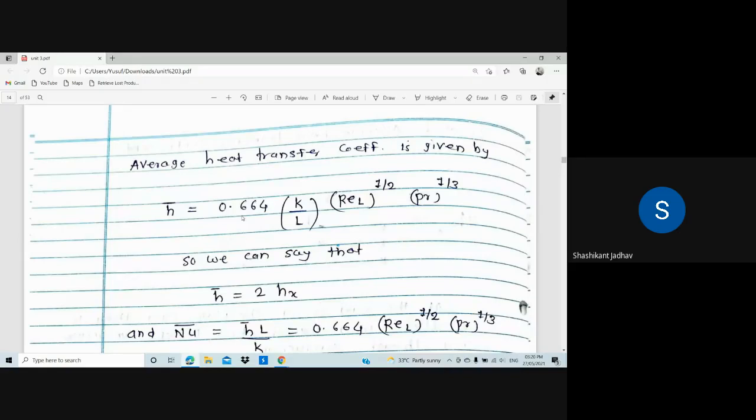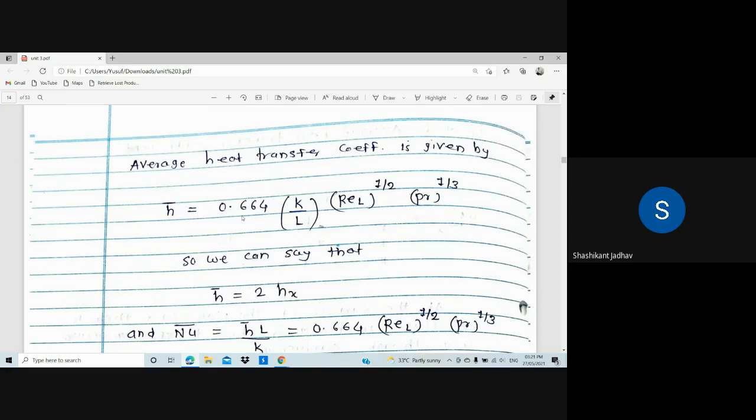0.664 into bracket K by L, Reynolds number at distance L raised to 1 by 2, and Prandtl number raised to 1 by 3. So this is the equation for the average heat transfer coefficient.